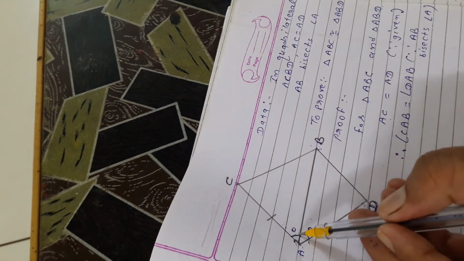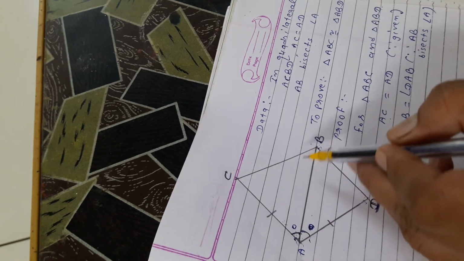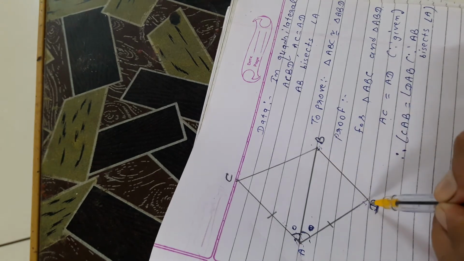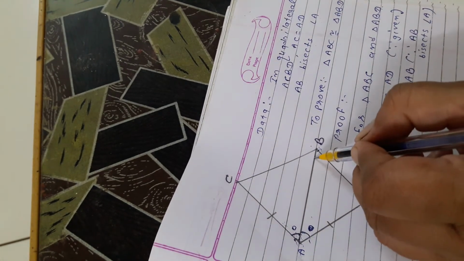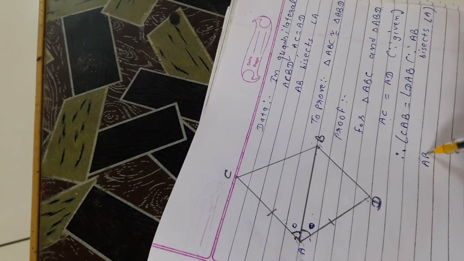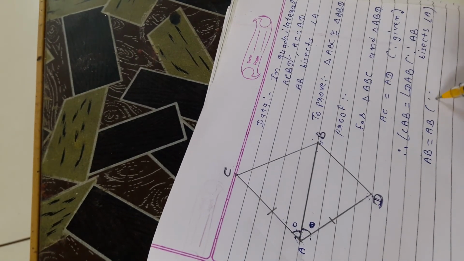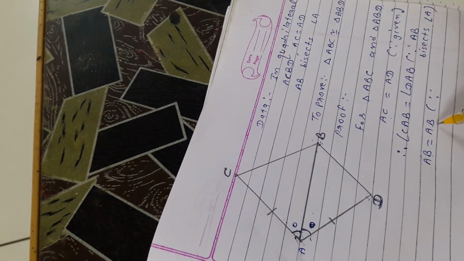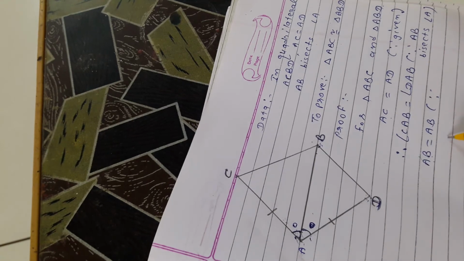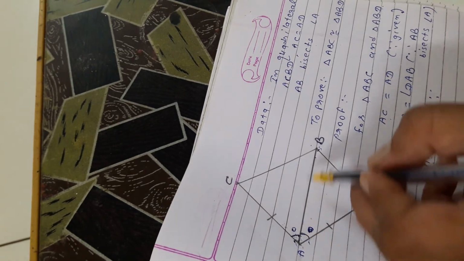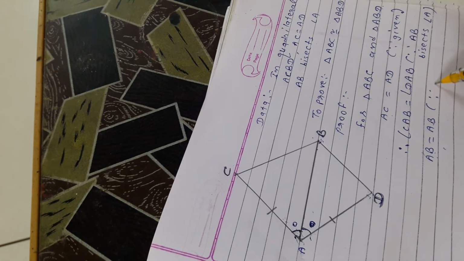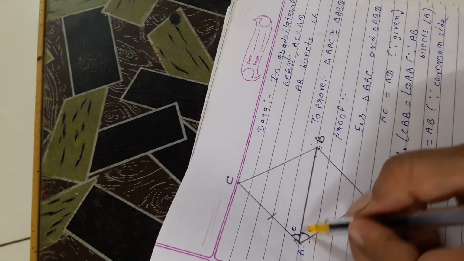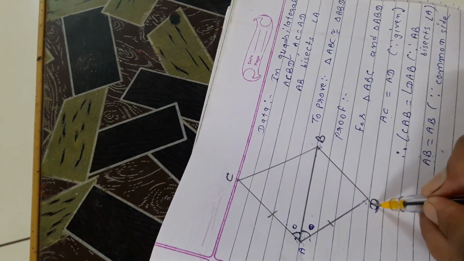Also see that here AB is a side of triangle ABC and AB is also a side of triangle ABD. So AB is the common side and it is same. AB equal to AB because AB is the common side of both the triangles, triangle ABC and triangle ABD. A common side is always same, like 2 equal to 2, 3 equal to 3.